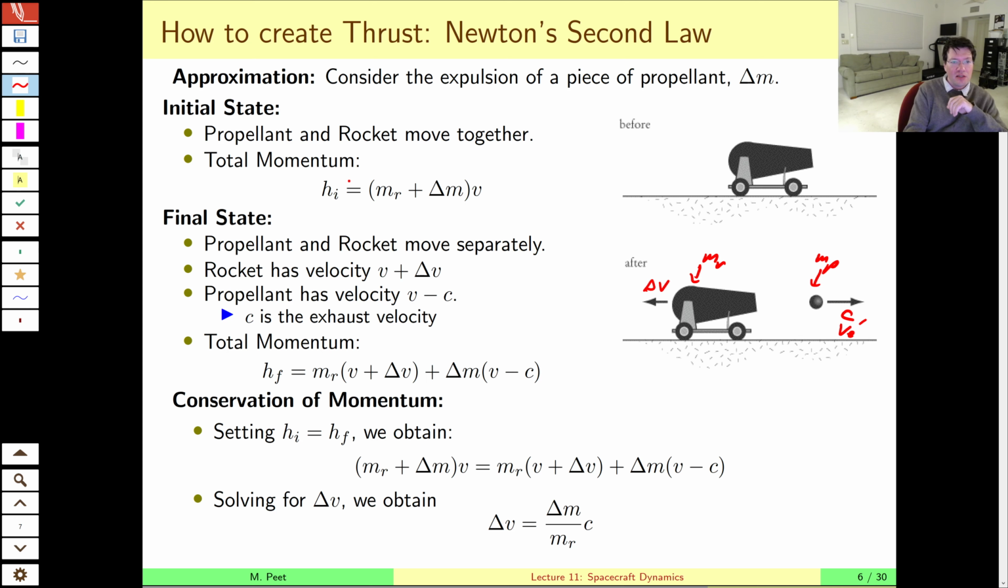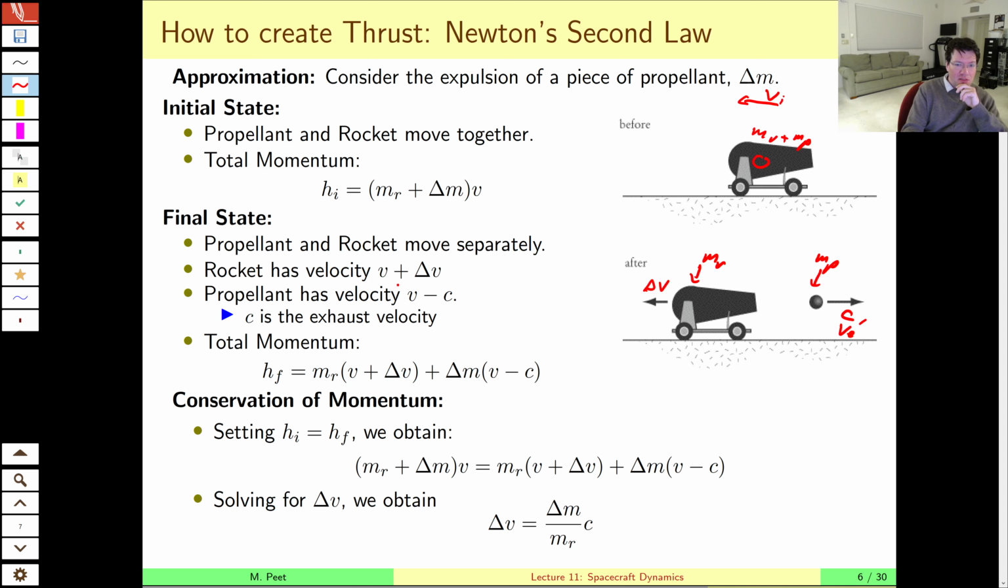So we have the before and after photos here, right? In here we've got the total mass of the rocket propellant system, Mr plus MP, right? The propellant is contained in the rocket. It's moving in that direction with a velocity v initial, or v in this case, and that's the momentum before firing the cannon.